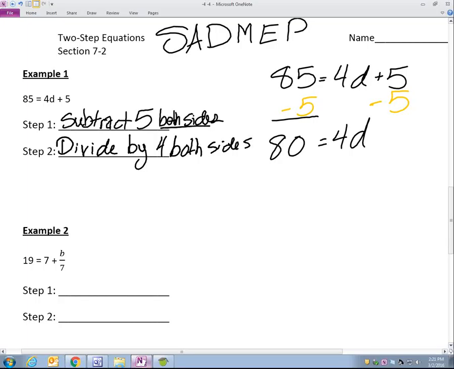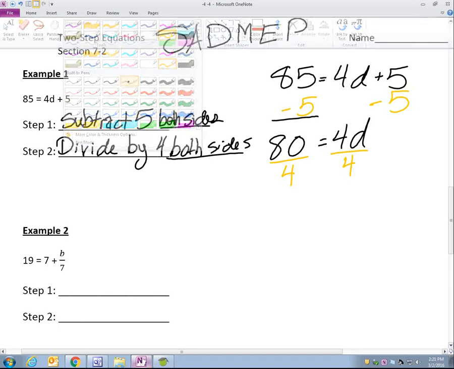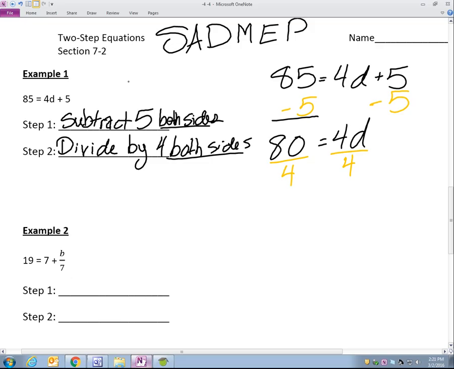Okay, I'm not going to write this both sides again. You should know that by now. That's why there's an equal sign, because it needs to be balanced. So now I'm going to divide by 4 on both sides. I'm going to do it in yellow, to stay consistent. So I now have 40 divided by 4, 10, equals d. I'm going to circle that.